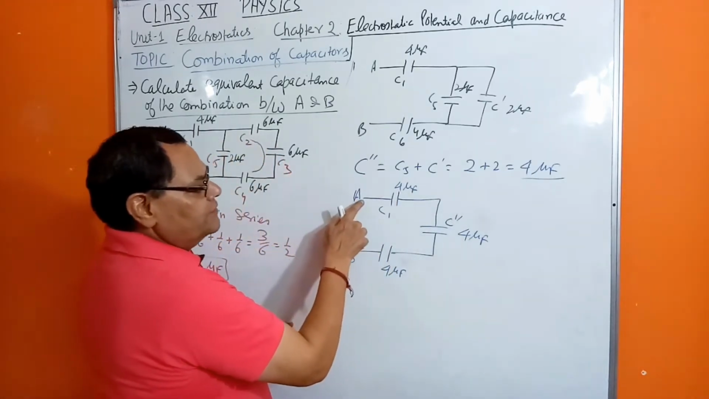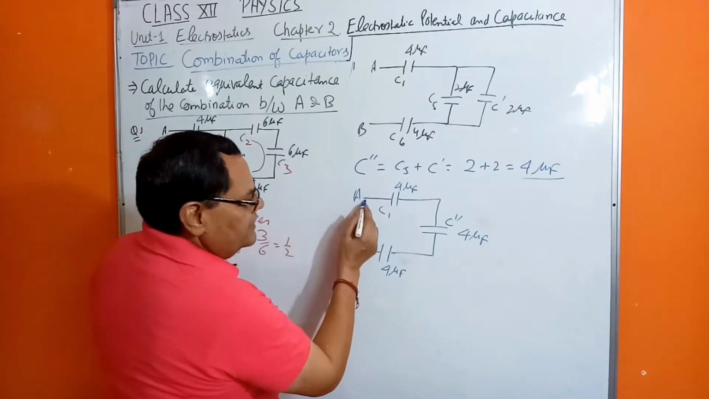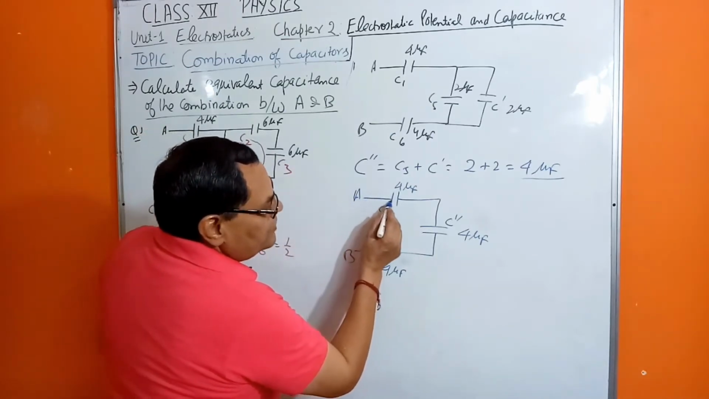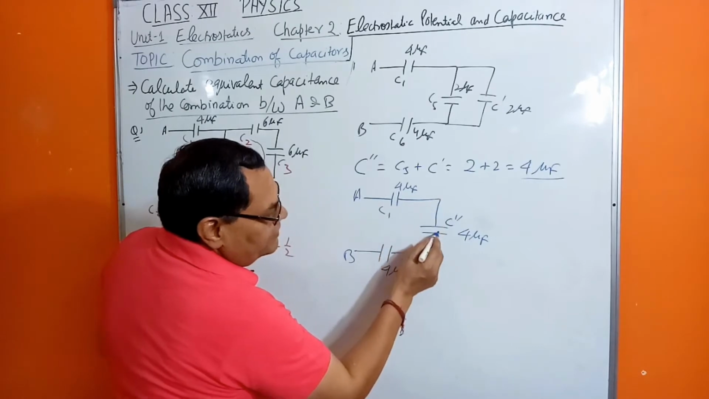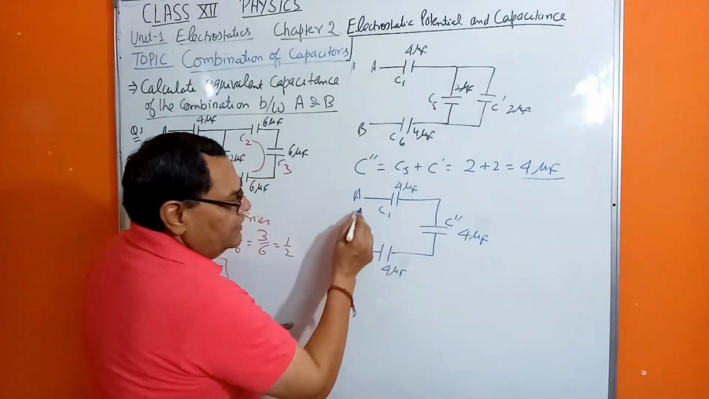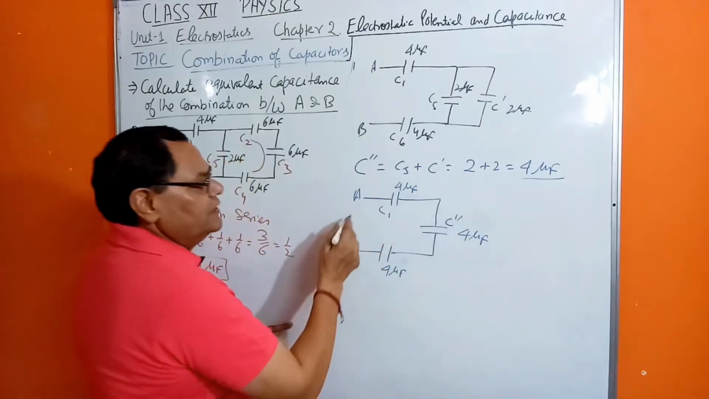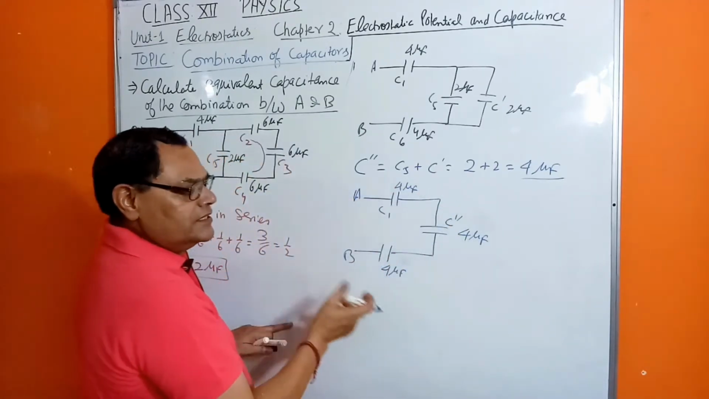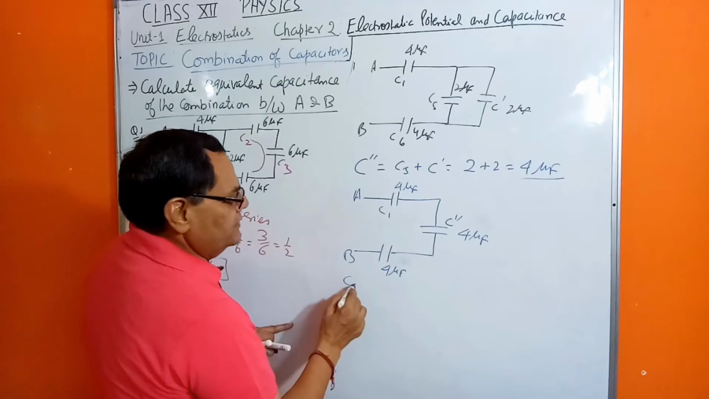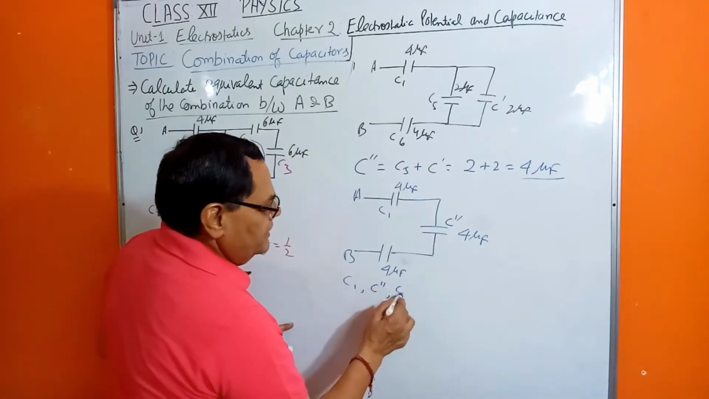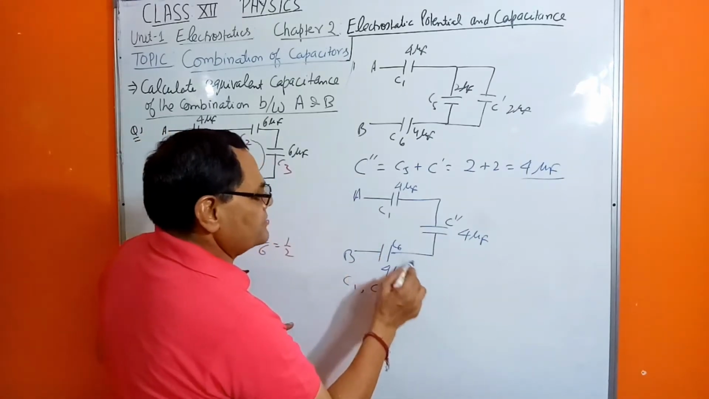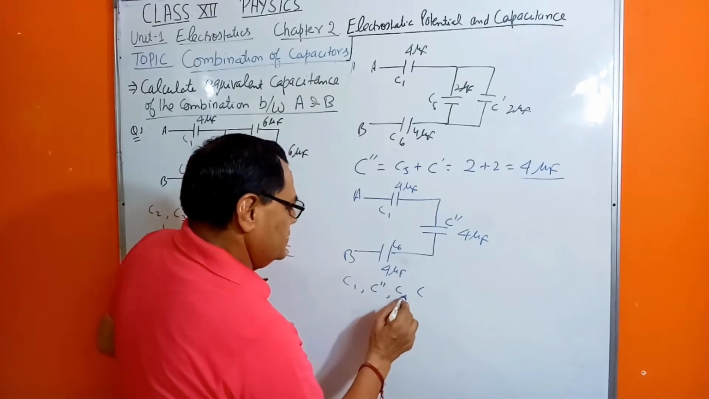Because we have to start either from this end or that end. If you start from this end and you just move, as I told you, if you are moving without lifting your finger or the pen, means there is a continuous chain, meaning they all are in series. So finally you may say that is C1, C double dash, and C6, and C6.